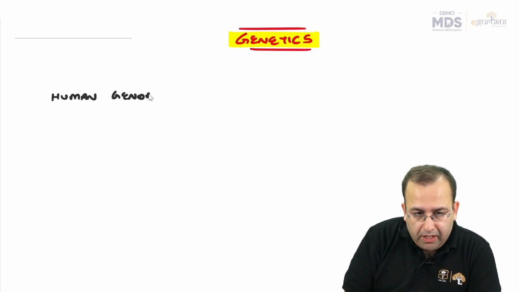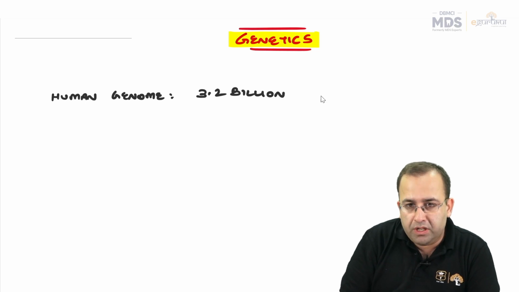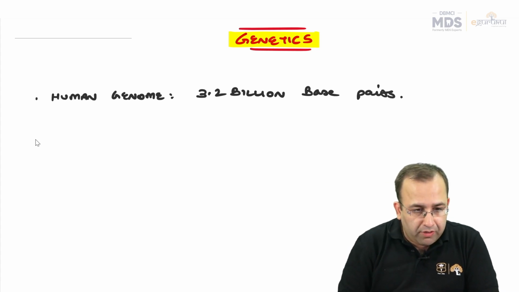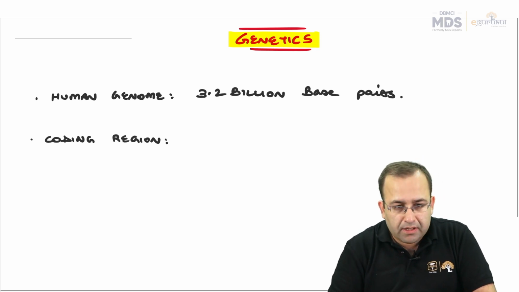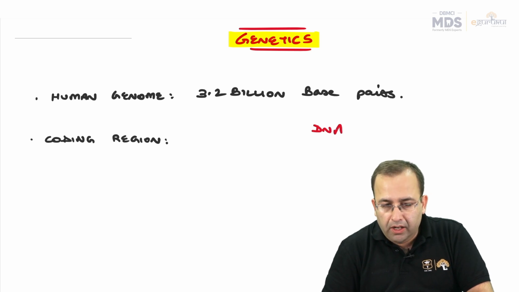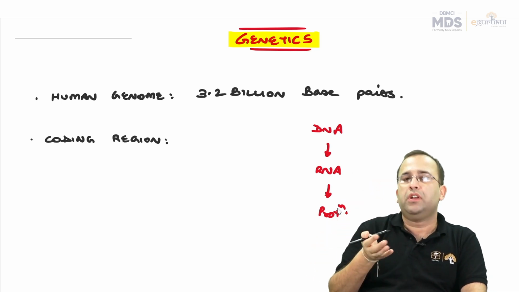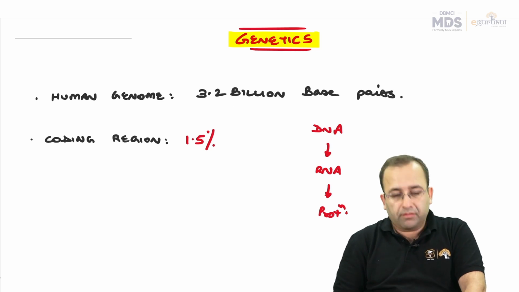The human genome has 3.2 billion base pairs, out of which the coding region, meaning DNA to RNA, RNA to proteins, is just 1.5%. This is what we mean by coding region.